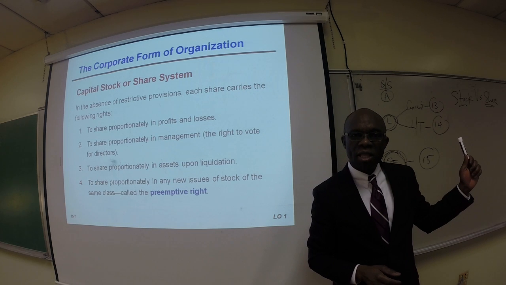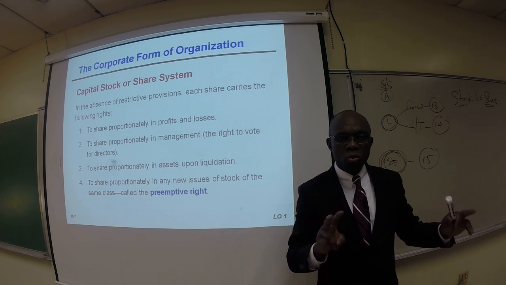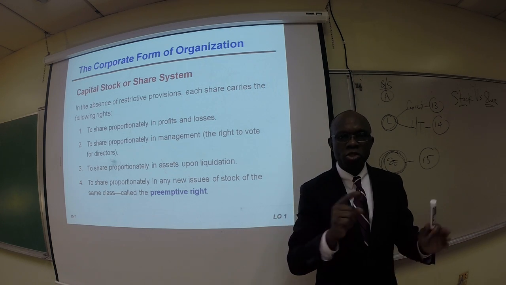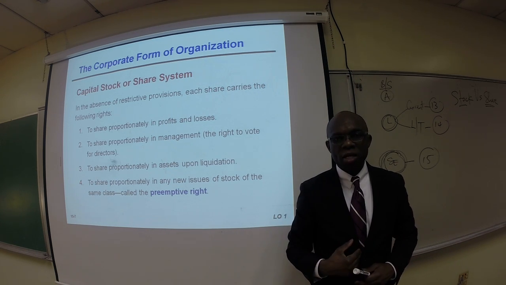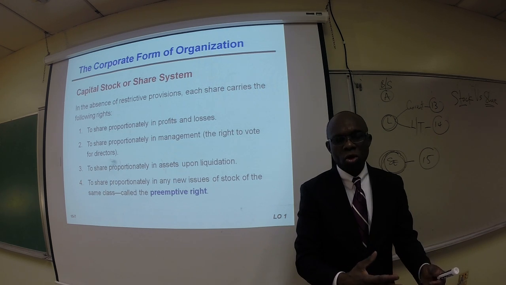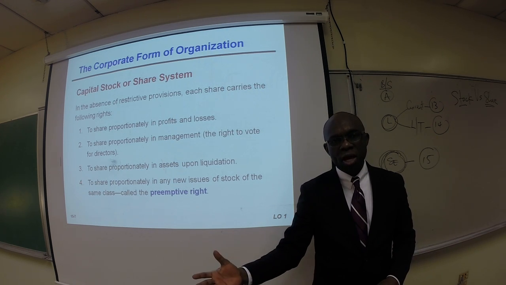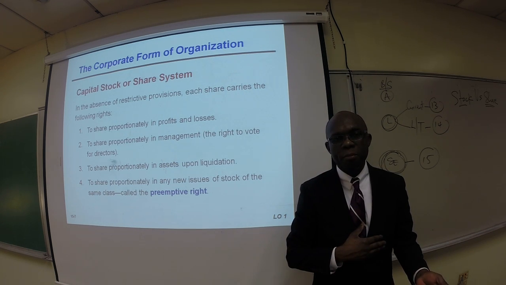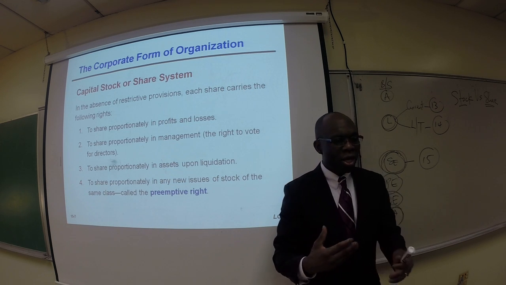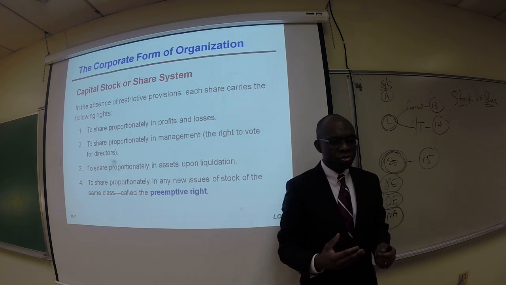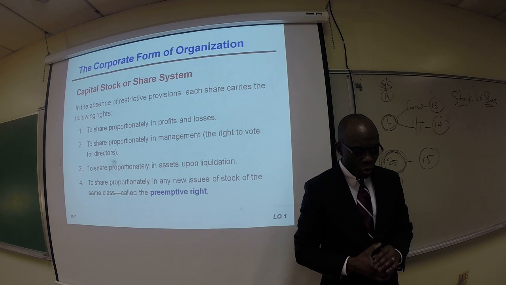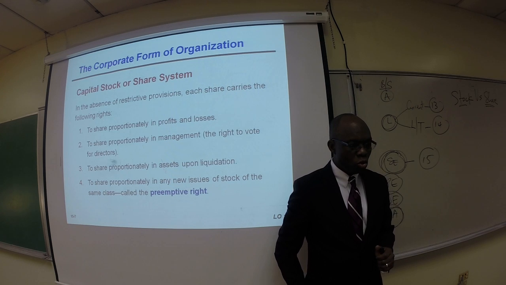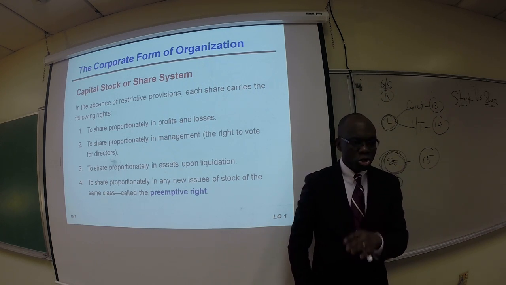All right, now let's take a look at the definition of share. Even though the two words are used interchangeably, their meanings are different. A share is a unit of stock. So if I go downtown and buy 100 shares of IBM, and you go downtown and buy 5 shares of IBM stock, obviously I have more ownership of IBM than you. So the share is a unit of stock, and that is how we determine how much ownership of a corporation you have. So that is capital stock or share system for you.